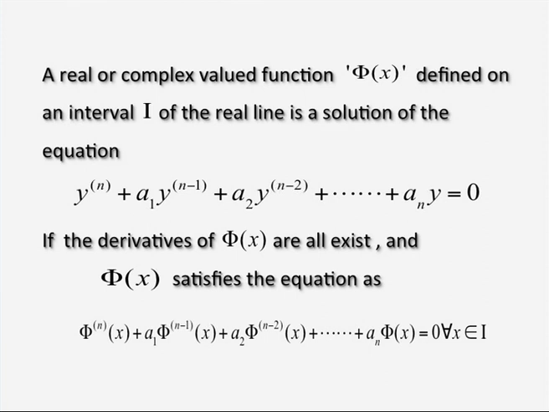The general meaning of the solution is this: suppose a real or complex valued function phi of x defined on an interval I of the real line is a solution of the nth order equation if the derivatives of phi of x all exist and phi of x satisfies the nth order equation, like phi to the power n of x plus a1 phi to the power n minus 1 of x plus and so on plus an phi of x is equal to 0 for all x belonging to I.